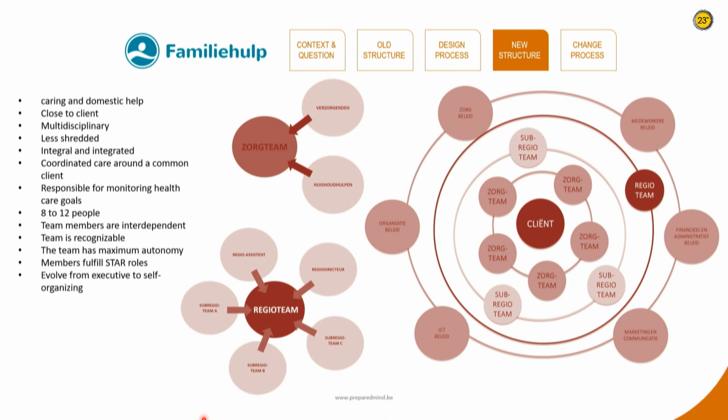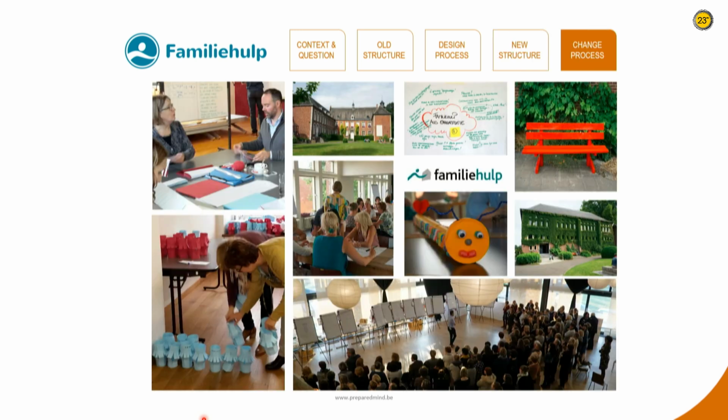The team is recognizable. The team has a maximum of autonomy. Members fulfill star roles, and the star roles were especially those roles which most of the time lie within the leaders of the team. For example, planning: the employees do their planning on their own, not the leader. And so they evolve from executive to self-organizing teams.